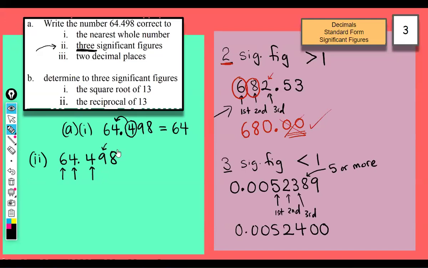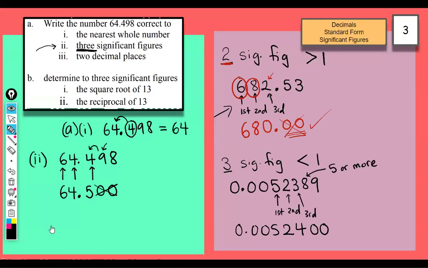But since we only want the first 3, we at least have to look at the 4th number and ask ourselves, is that value 5 or more? And the answer is yes, 9 is greater than 5 by a large margin. So do we have to add 1 to the 4? Yes, we do. So it will be 64.5, right? Remember, the rest of the numbers, you can replace with 0, but it doesn't look cool, so you can leave it out. Just put 64.5, okay?